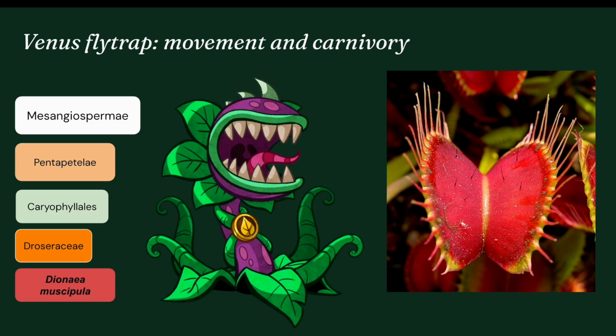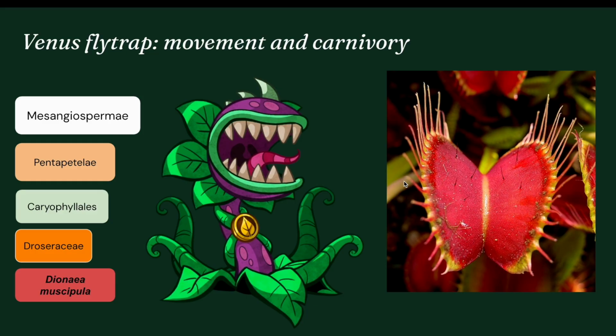And of course, we can't talk about Venus flytraps without talking about their carnivory. They eat insects, of course, as a form of nutrition because they grow in bogs that don't have a lot of nutrients in them. They evolved to get their nutrients through carnivory. There are a lot of plants that evolved this actually, but I like Venus flytraps because I think they're quite a cool example.